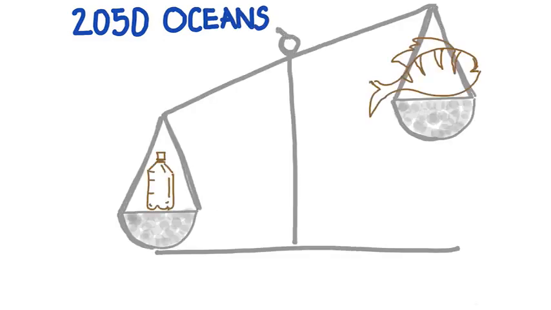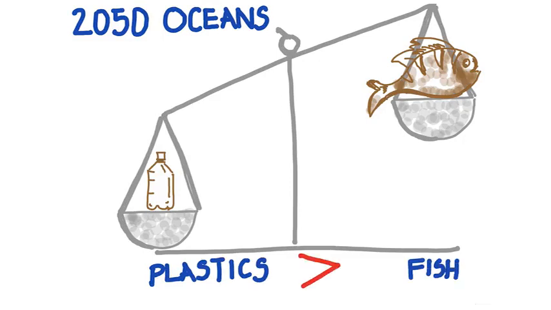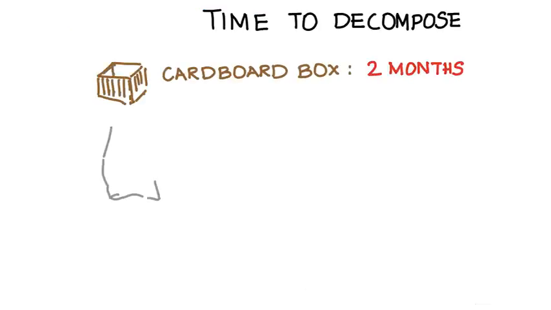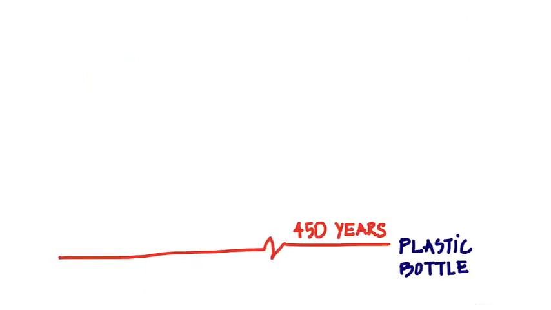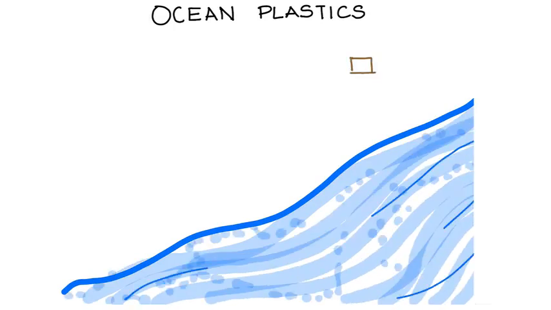And what hurts even more is what happens to the plastic once it enters the oceans. A basic plastic bag can take 10 to 20 years to decompose, and a plastic bottle can take about 450 years to decompose, affecting not just us, but more than our next 15 generations of descendants.